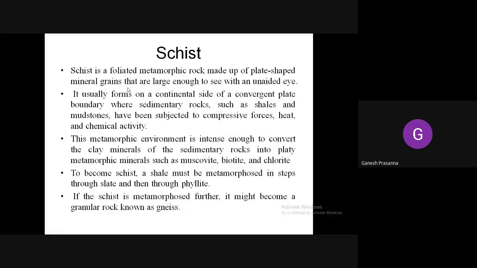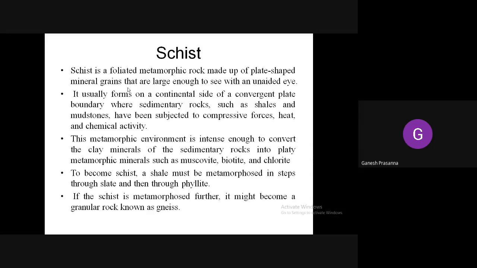Okay, so what is a schist? It is a foliated metamorphic rock made up of plate-shaped mineral grains which are large enough to see with an unaided eye. You can see the micas. I have shown you how the micas can be seen without anything at all. You can see them with your naked eye itself.